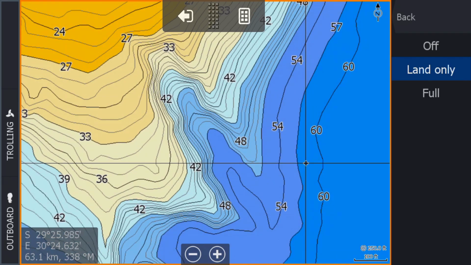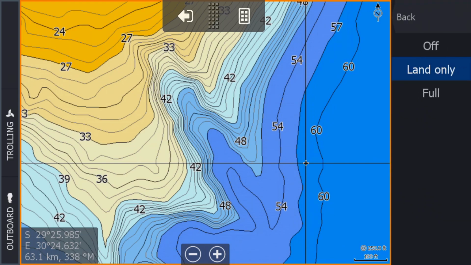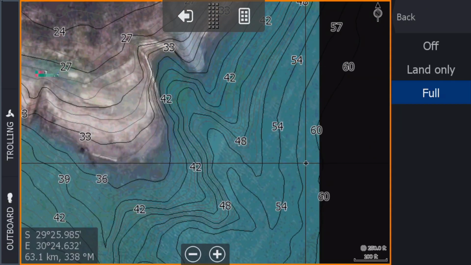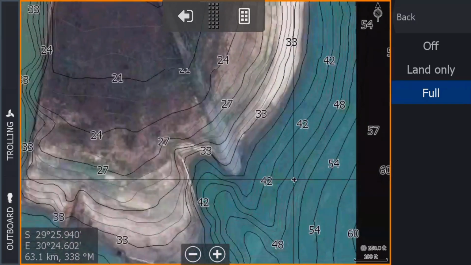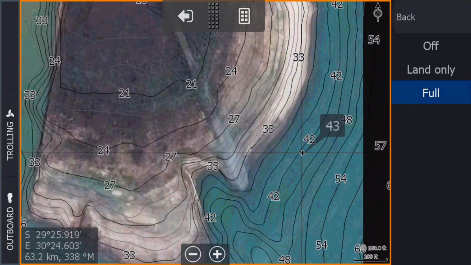Let's see if we change our, I'm going to go back here to our photo overlay. We see we've got it on land only. If we go full, what you're going to see happen is the colors will disappear and just the contours will be left behind. And this is on top of the satellite imagery. And as you can see, it's extremely accurate. Okay, you can see from the satellite imagery there is a ditch there, there's a channel running in there, it's obviously a man-made little channel, there's a road there and what have you.